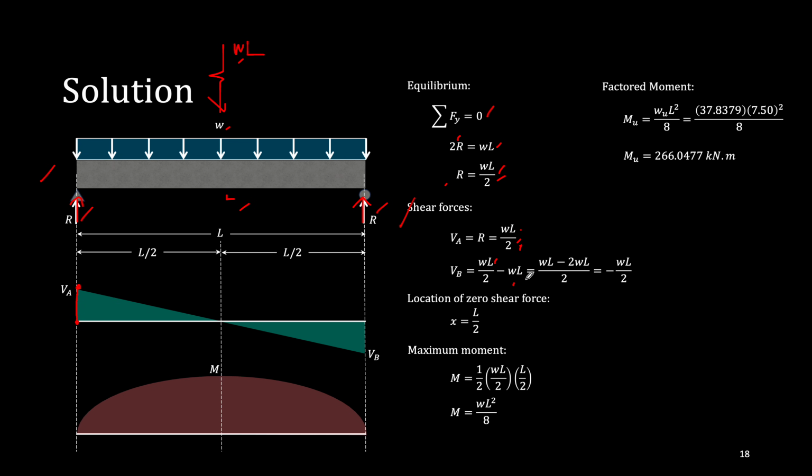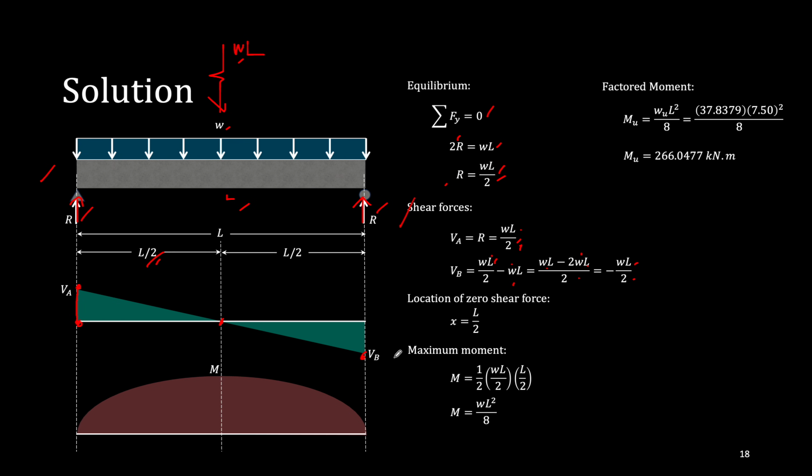We're going to cross multiply. So WL minus 2 times WL all over 2. WL minus 2WL, magkakaroon tayo ng negative WL all over 2. Ito na ngayon yung ating shear at point P. And of course, yung location ng ating zero shear force, since symmetrical lang naman yung ating section, is located at a distance of L all over 2 from our point A.